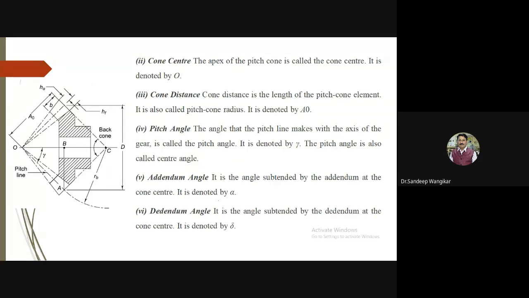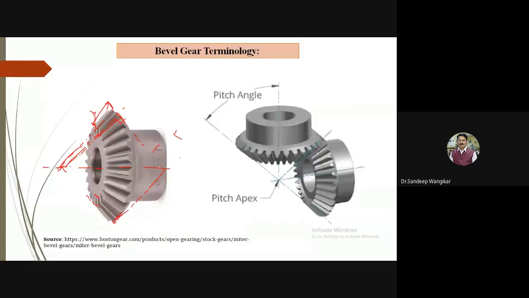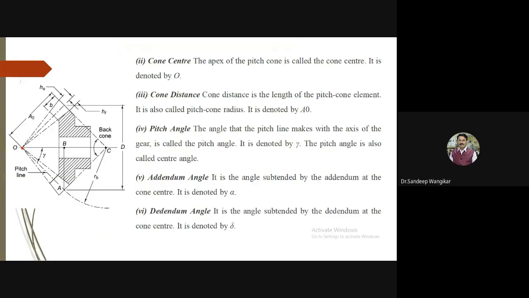So next, cone center. Whenever the imaginary pitch lines are there, they are meeting at point O. We have discussed what the imaginary cone is, what the pitch line is, and what the different lines constructed are. After noting all these, if you observe, the pitch lines are meeting at this one particular point O. Refer here also, pitch apex, in this 3D for your reference. So the imaginary pitch lines meet at one particular point, and this is the cone center. The apex of the pitch cone is called the cone center. Here the cone center is shown, denoted by O in the diagram.